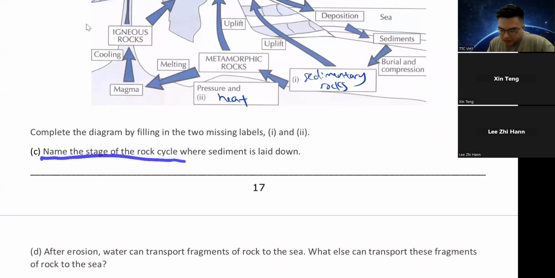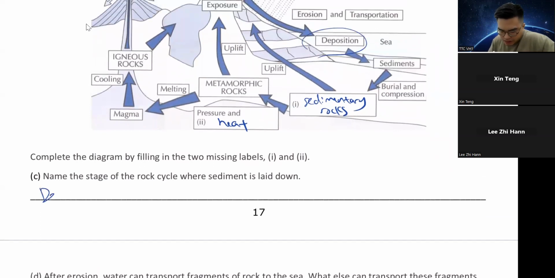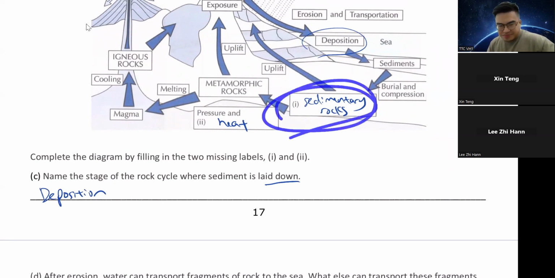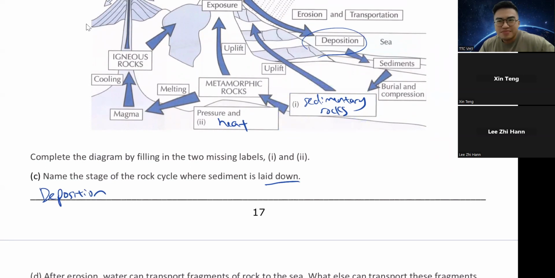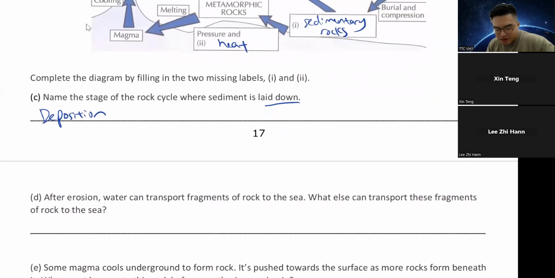Okay, name the stage of the rock cycle where sediment is laid down. Sediment is laid down. That means they go to the bottom. This is deposition. Means they sink to the bottom of the river. Usually you will find this type of rock in rivers or sea when sand has a chance of slowing down. Okay, Malaysia is mostly sedimentary because Malaysia used to be underwater. The whole place is underwater, so that's why you have sedimentary.